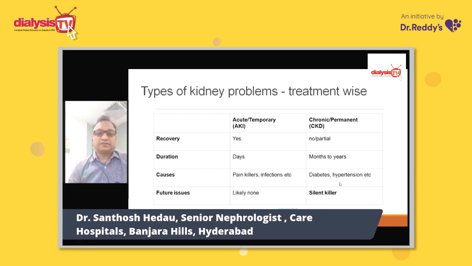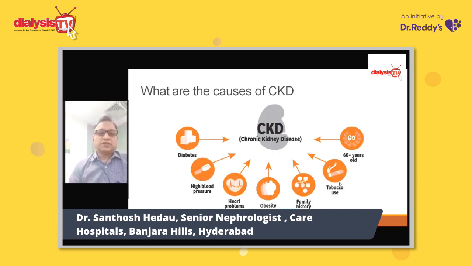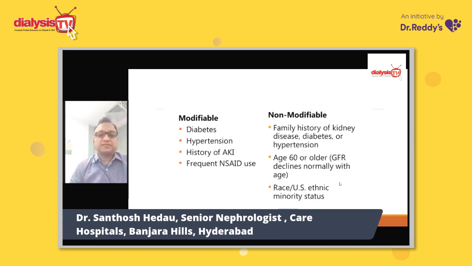so you don't realize what is happening and this disease will eat you from inside. Many of us do not know what the causes of CKD are. If we see 10 patients of CKD, 9 of them actually are because of diabetes and high blood pressure. So diabetes and high blood pressure both are actually silent killers. Both we do not know in the initial stages, and unless we check ourselves, we don't know we have diabetes or hypertension. Then come heart problems, obesity, family history, tobacco use, and age above 60 years. Age above 60 years anyhow affects a lot of diseases, including CKD.